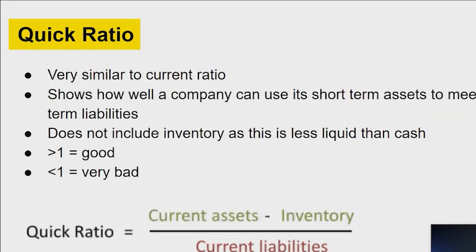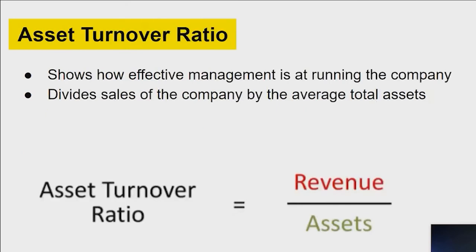Quick ratio is very similar to current ratio. The only difference is it doesn't include the inventory. And inventory is definitely less liquid than cash. So there are some companies that might take a long time to sell their inventory, whereas there are other companies where things are flying off of the shelves. So depending on the type of company you are evaluating, a current ratio might be better than a quick ratio or vice versa.